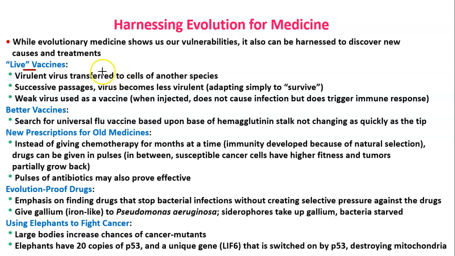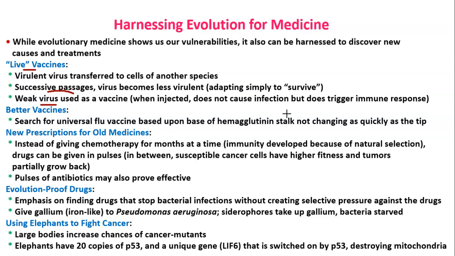And what happens with live vaccines is a virulent, harmful virus is transferred to cells of some other species, like a monkey, and through serial successive passages of the virus from healthy animal to healthy animal, the virus becomes less virulent. It's basically struggling to replicate, struggling to, quote, survive. And the adaptations that occur with viruses during those successive passages make them better adapted to survive and make them less virulent and less harmful. So eventually we end up, after numerous successive passages, with a weak virus that can be used as a vaccine. It's still, quote, live. And when it's injected into someone, it doesn't cause the infection, but it does trigger immune responses. So we are able to develop live vaccines because of our understanding of evolution, harnessing evolution for medicine.